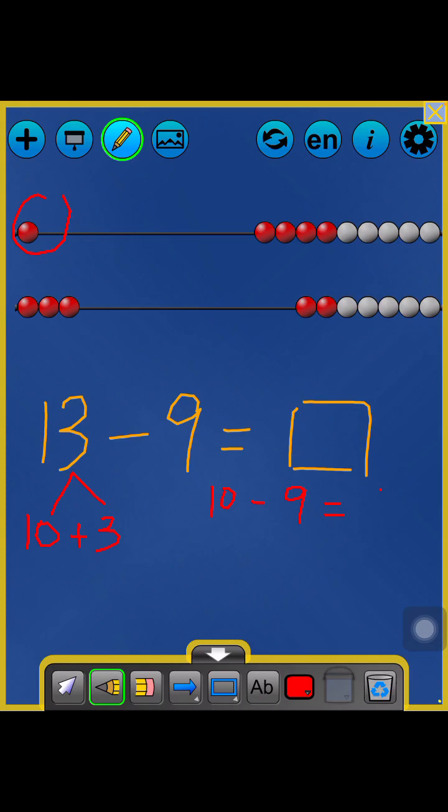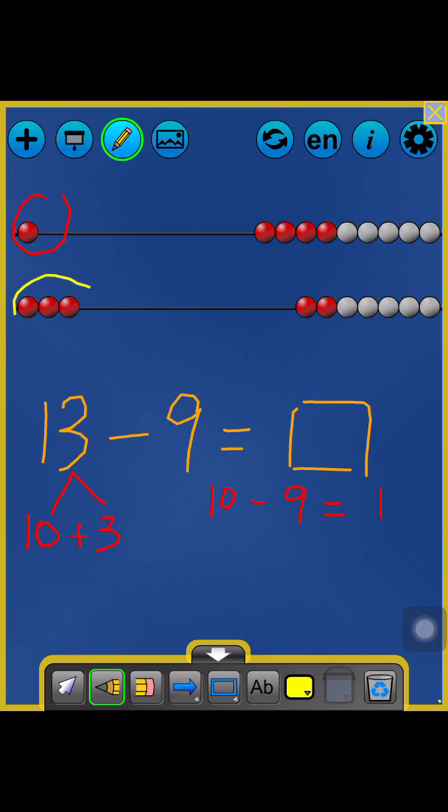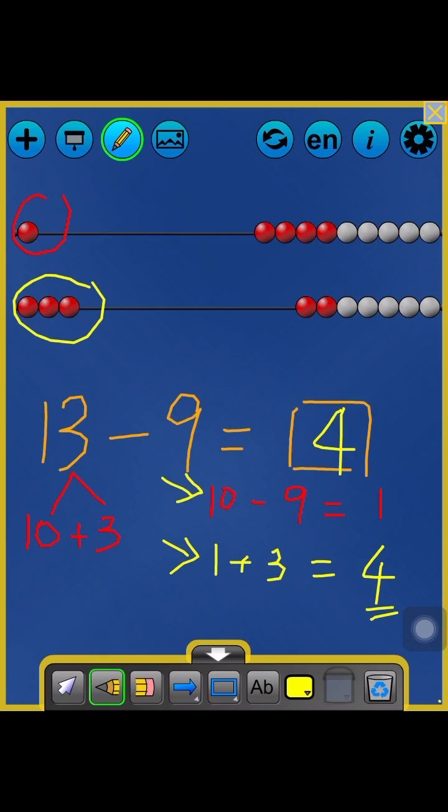Okay, how about the second row? On the second row, there are 3 bits. 1 plus 3 equals 4. So to find 13 minus 9, we first subtract 9 from 10, which equals 1, and 1 plus 3 equals 4. So the answer is 4.